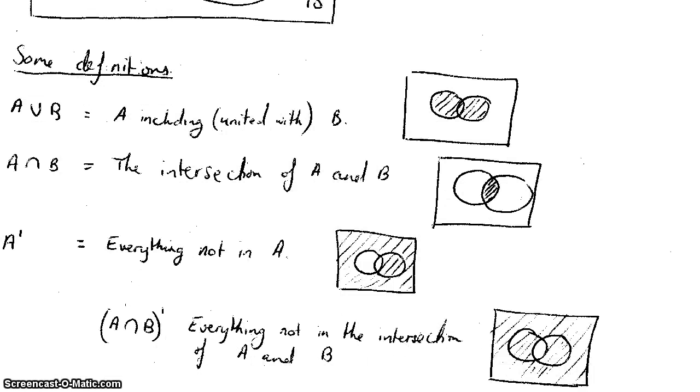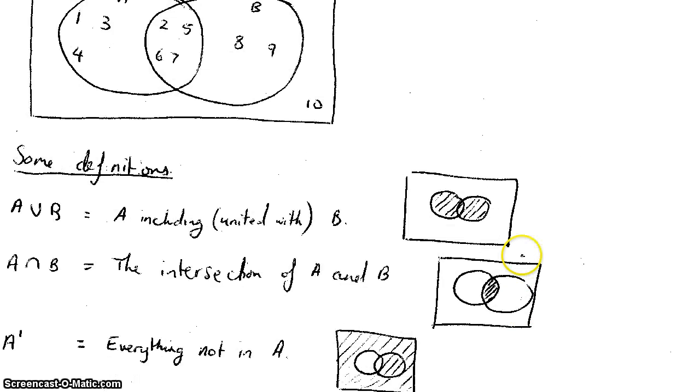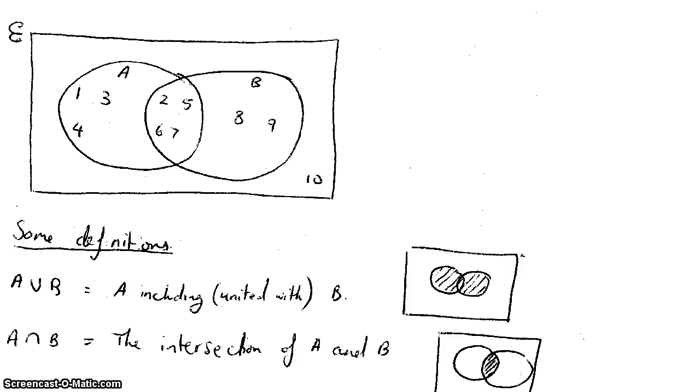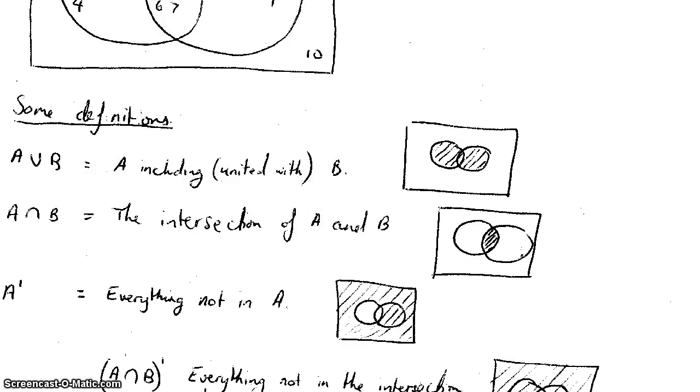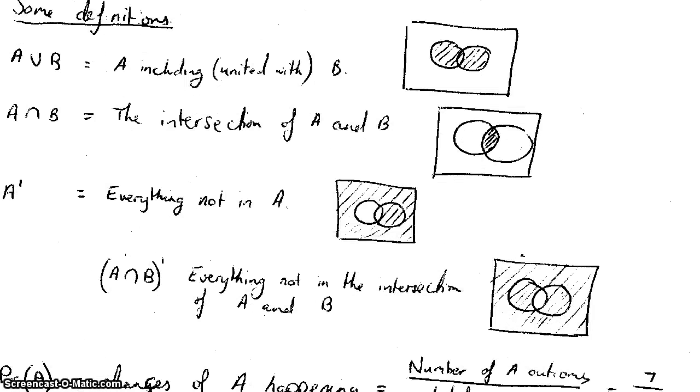Things can get a little bit more complicated. It might say, find what A and B is, and then find the complement of A and B. So this one here would be everything that's not in the intersection of A and B. So in this case, everything that's not the numbers 2, 5, 6, and 7. So it would be 1, 3, 4, 8, 9, and 10. Hopefully I'm just reminding you of a bunch of things that you need to remember.